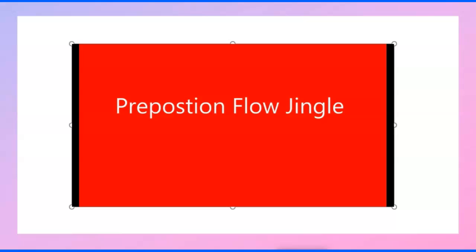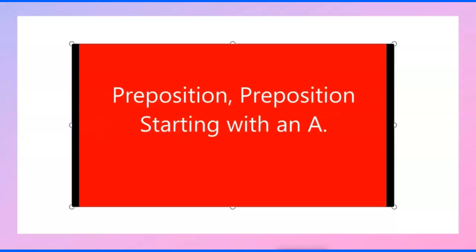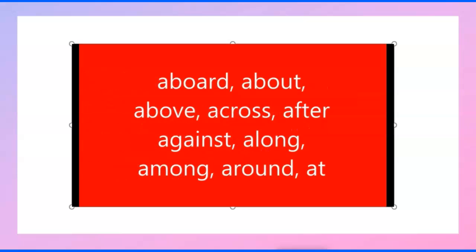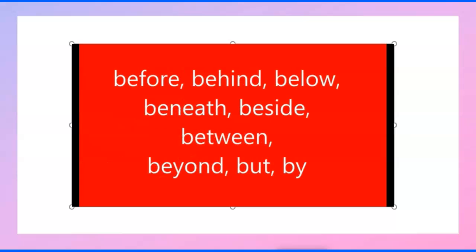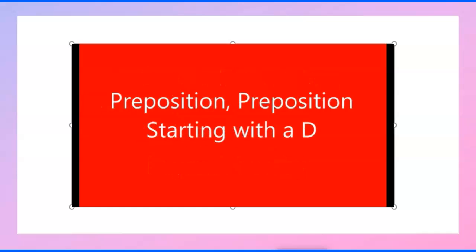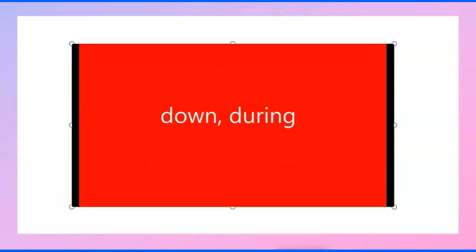Okay, join in. The preposition flow. Preposition starting with an A: aboard, about, above, across, after, against, along, among, around, at. Preposition starting with a B: before, behind, below, beneath, beside, between, beyond, but, by. Preposition starting with a D: down, during.